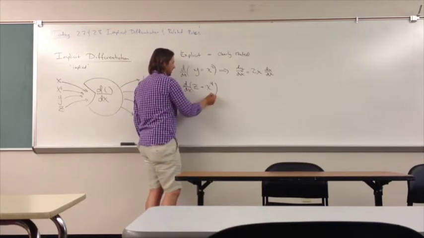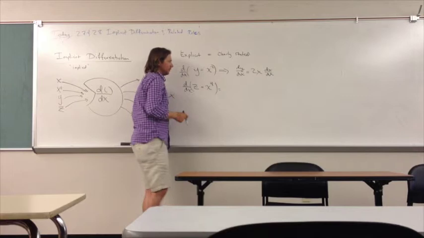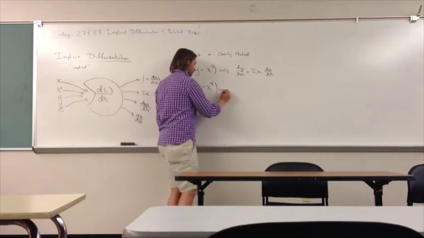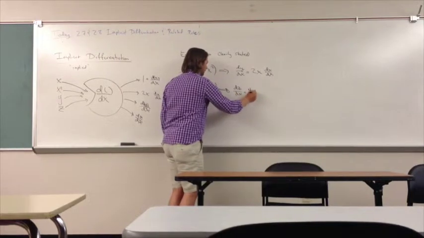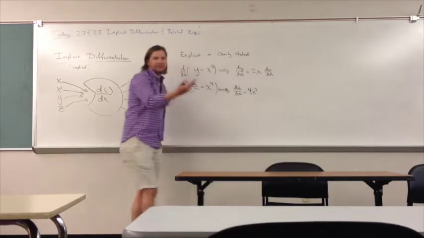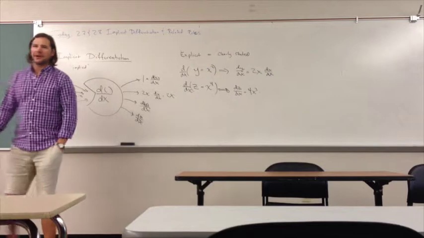If I gave you some other function, z equals x to the fourth, and we fed that to d dx, what would he spit out? dz over dx equals 4x to the third times dx over dx, which is just 1.